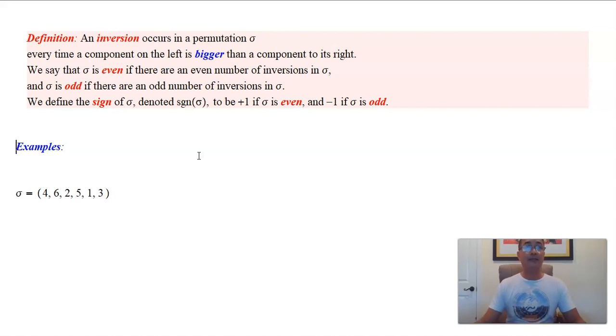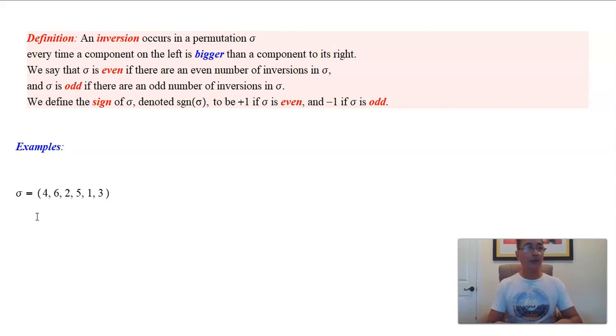We define the sign of sigma, denoted by sign sigma, to be positive 1 if sigma is even, and negative 1 if sigma is odd. So here is a permutation of 1, 2, 3, 4, 5, 6. We see the numbers from 1 through 6 appearing exactly once. Let us list down and count the inversions appearing in sigma.